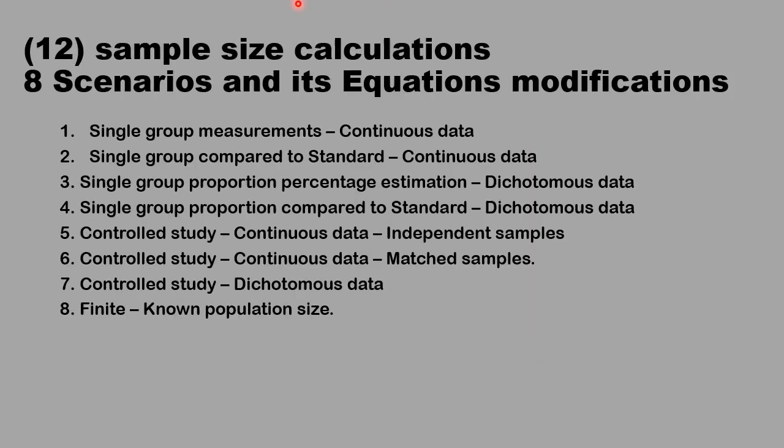And now we go to how to calculate the required sample size for a certain experiment or a study. There are different scenarios. I've enumerated 8 of the commonest of them here, each with a certain equation modification. They are all based on the same principles, all these equations, but with slight modifications among the different scenarios. I'll give you an example of a single group measurement and of a controlled study with continuous data measurement. These are the two commonest types of studies.